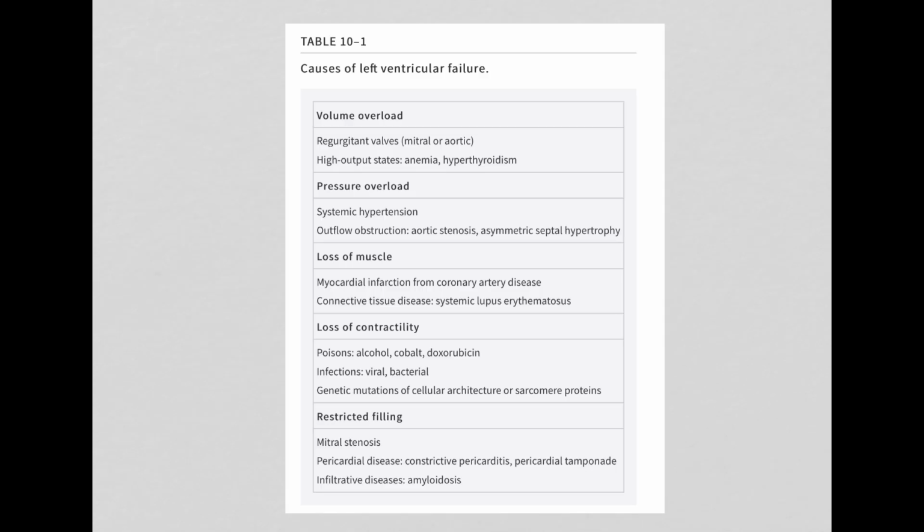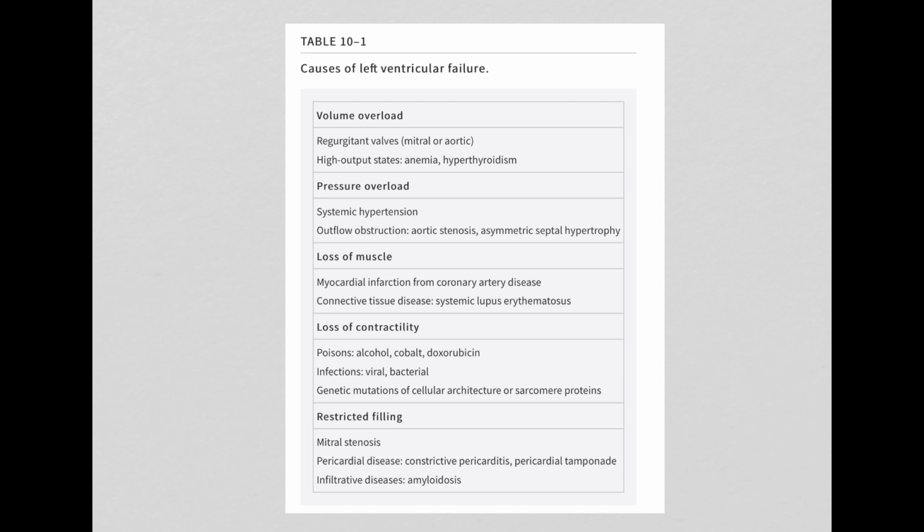Table 1 in Chapter 10 of Lang goes over some of the causes of left ventricular heart failure. You don't necessarily need to memorize this. I just want you to understand that there are broad categories that lead to heart failure, including volume overload, pressure overload, loss of muscle, loss of contractility, or restricted filling.